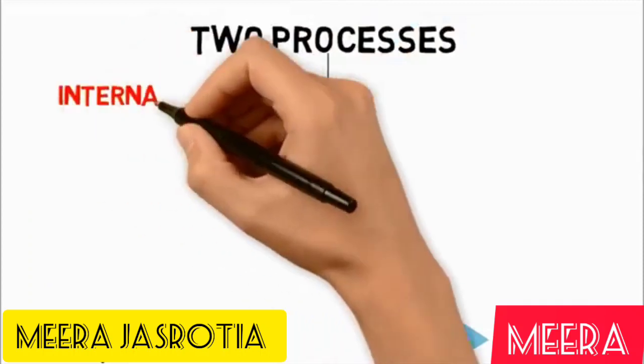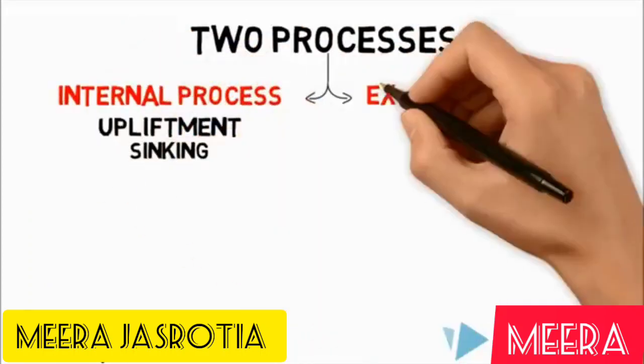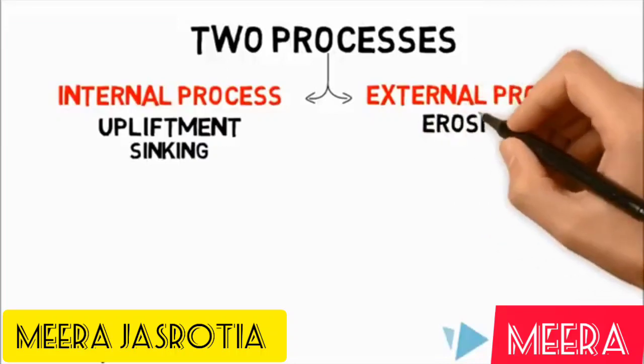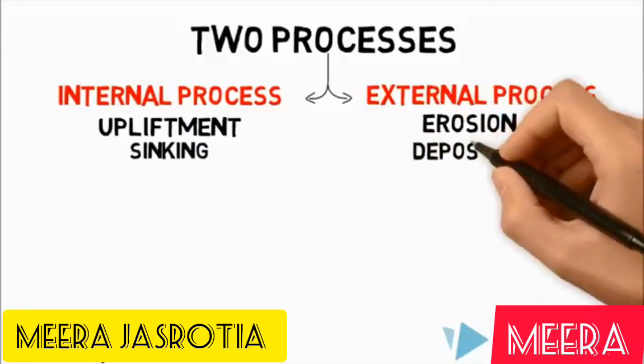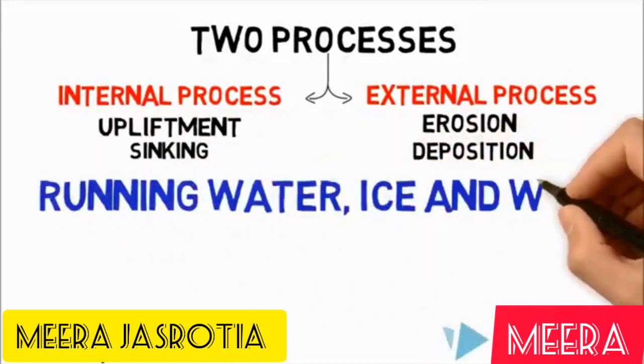The first, or the internal process, leads to the upliftment and sinking of the Earth's surface at several places. The second, or the external process, is the continuous wearing down and rebuilding of the land surface. The wearing away of the Earth's surface is called erosion. The surface is being lowered by the process of erosion and rebuilt by the process of deposition. These 2 processes are carried out by running water, ice, and wind.